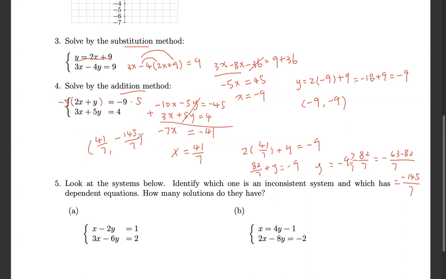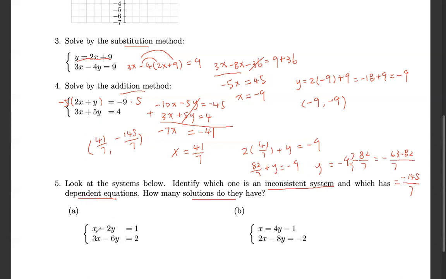Look at the system below and look at which one is an inconsistent system. Okay, what is an inconsistent system? And which has dependent equations? How many solutions do they have? Well, inconsistent means the two equations indeed are the same one. It's like me, in different days, the same me, but on Monday I wear this, Tuesday I wear that, so I wear different clothes, but it's still me.